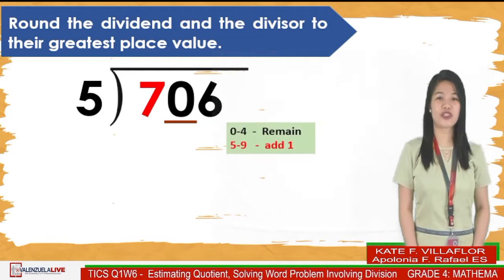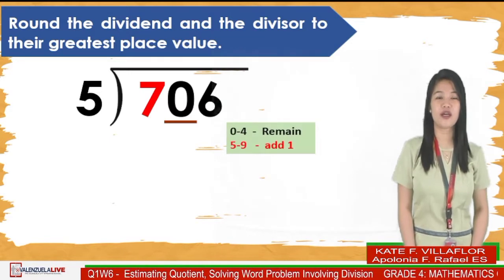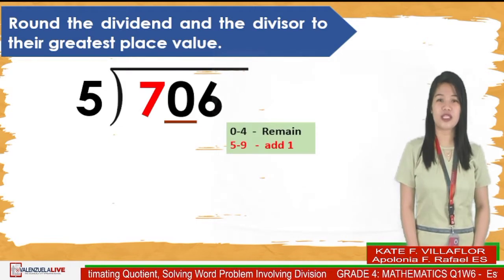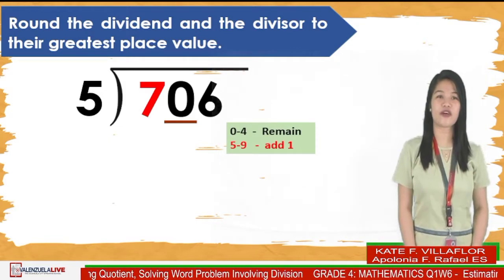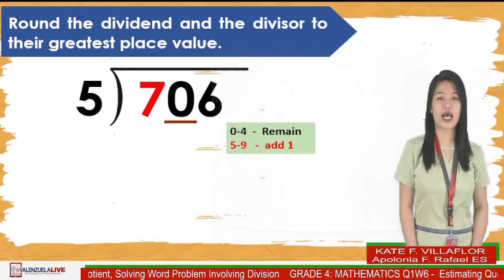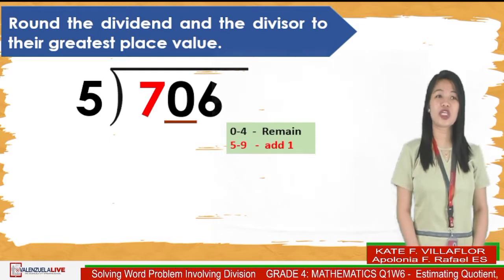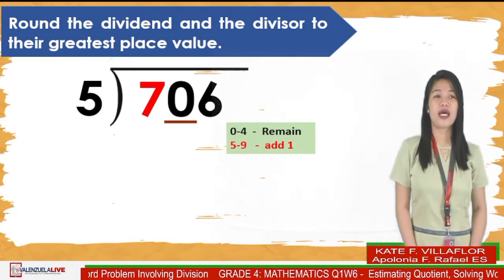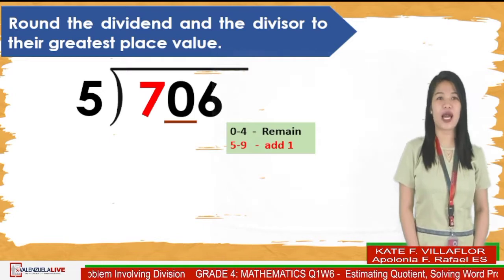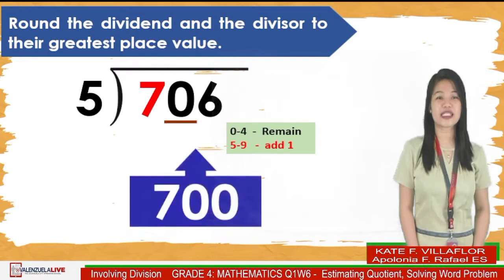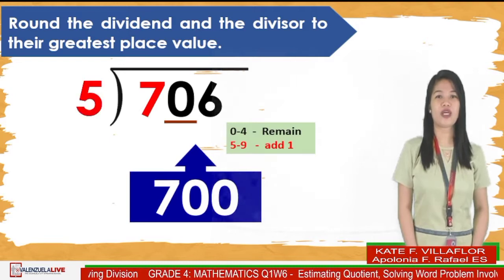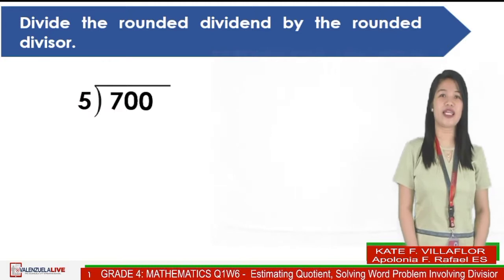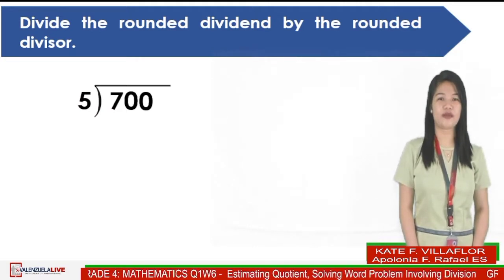If the digit to the right is less than 5, the digit will remain the same. If the digit to the right is greater than or equal to 5, you need to add 1. Since the digit to the right of 7 is 0, 7 will remain the same. That's why if we round off 706, the answer is 700. Then we copy 5. Divide the rounded dividend by the rounded divisor.